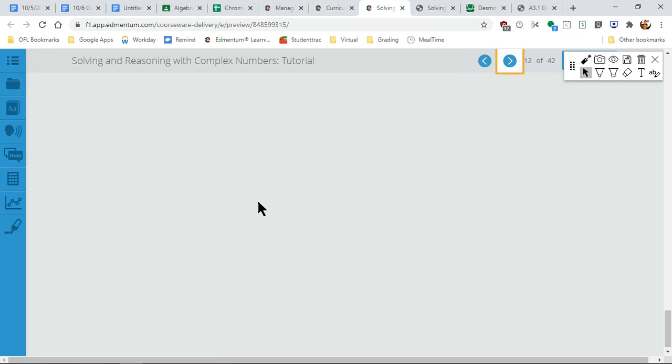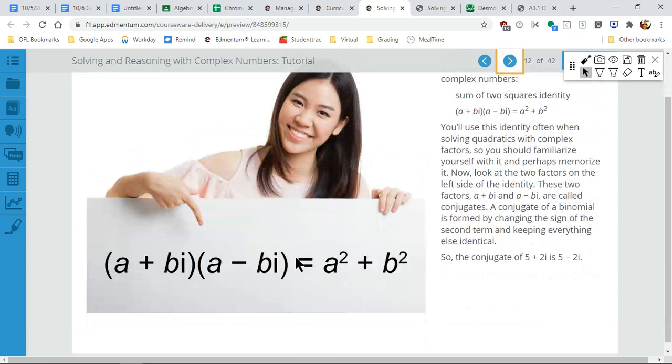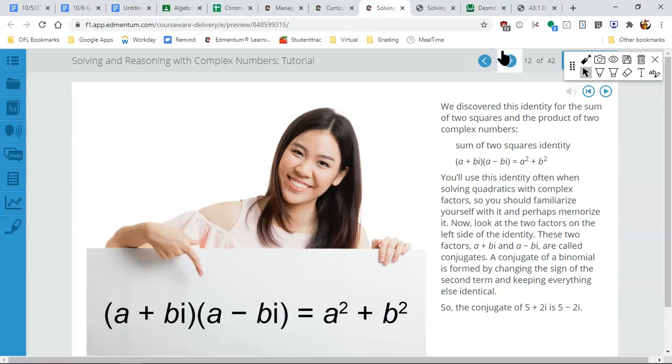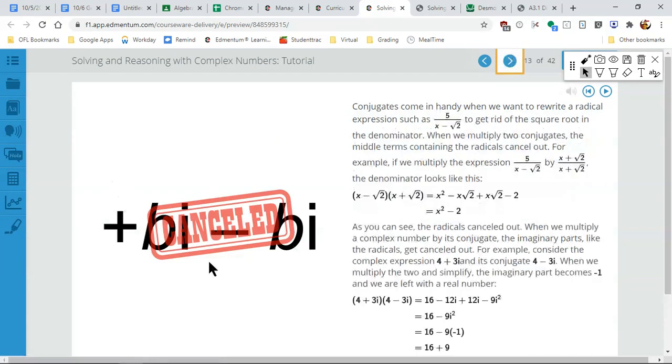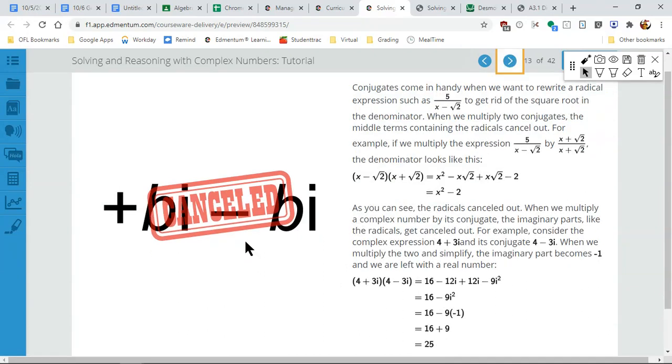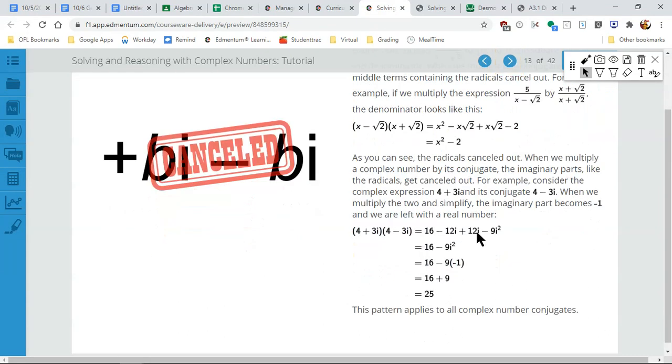All right. And let's get into what we were supposed to learn from this. Oh, look, I made the rule right. So this is the rule for sum of squares. SOS, sum of squares. We have to have imaginary numbers in order to do sum of squares. So these two cancel out. That's all this is saying. In sum of squares, these two middle numbers right here are going to cancel out.